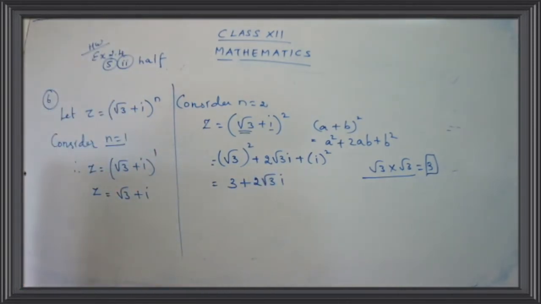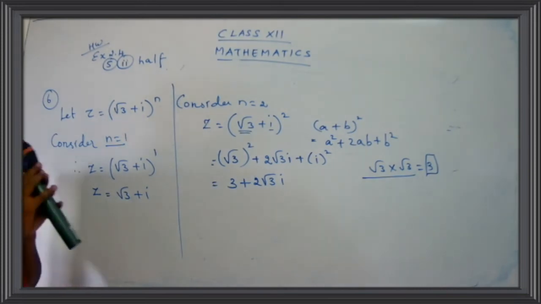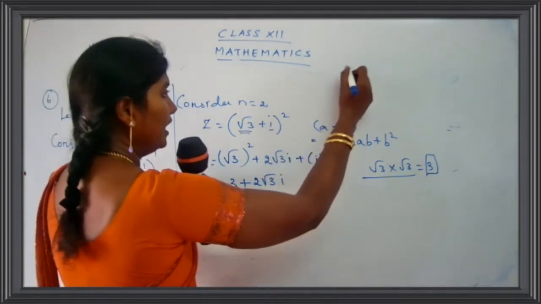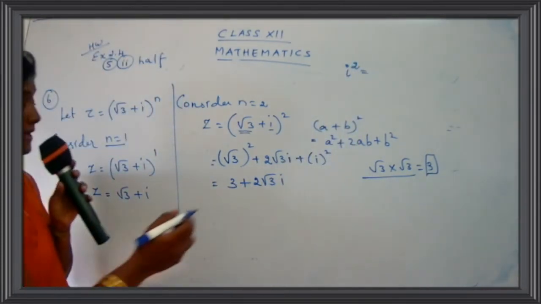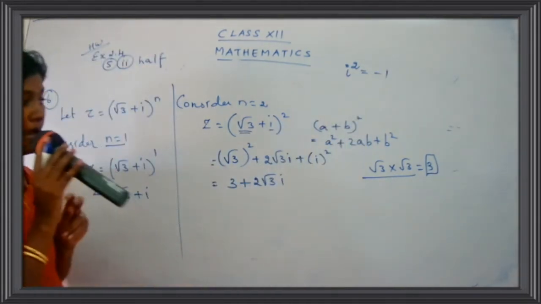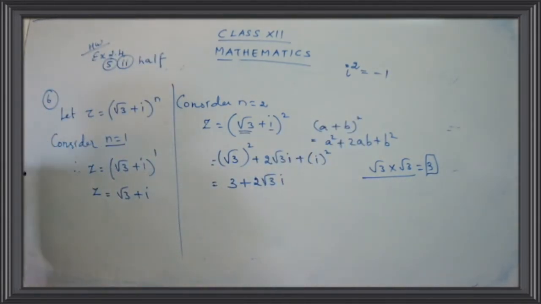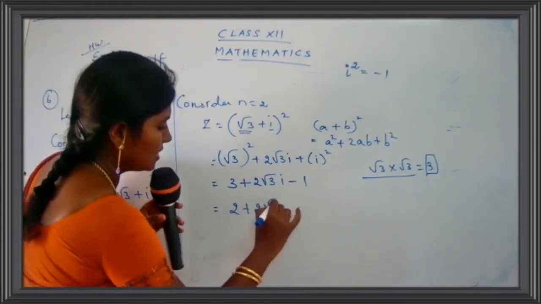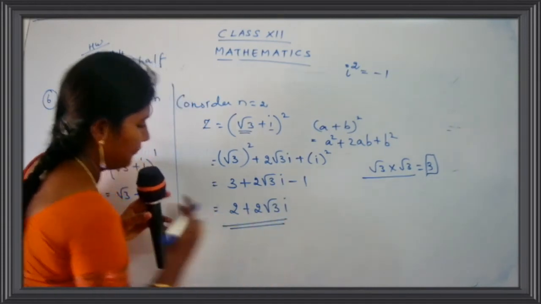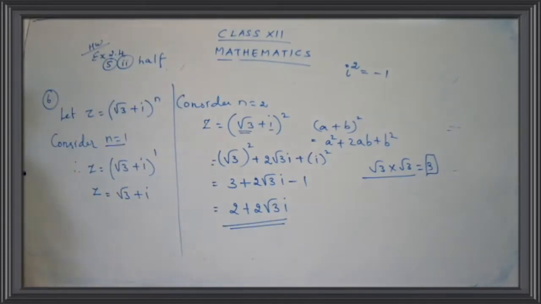Okay. I know the value for i square. Yes, children? We have already taken it under points to remember. I have given you the powers of the imaginary unit. What is the value for i square? It's minus 1. Yes. The value for i square is equal to minus 1. So put here minus 1. So this is equal to 2 plus 2 root 3i. What is the answer? The answer is 2 plus 2 root 3i.